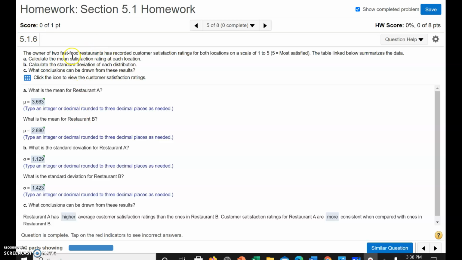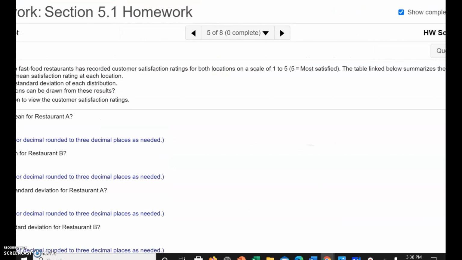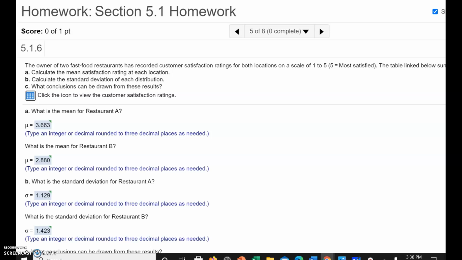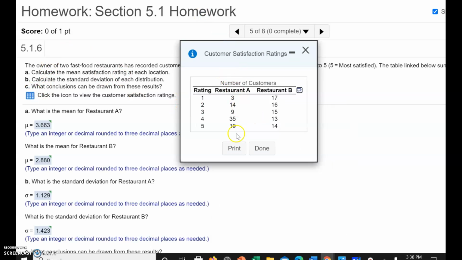The owner of 2 fast food restaurants has recorded customer satisfaction ratings for both locations on a scale of 1 to 5, and the table below summarizes the information. So here we have ratings, we have restaurant A, and we have restaurant B. First thing we want to do is calculate the mean for both restaurants.